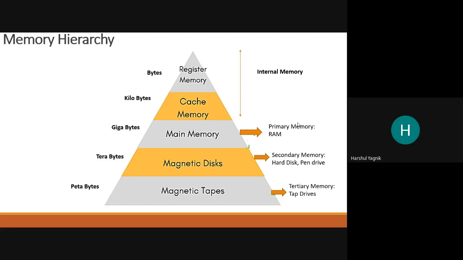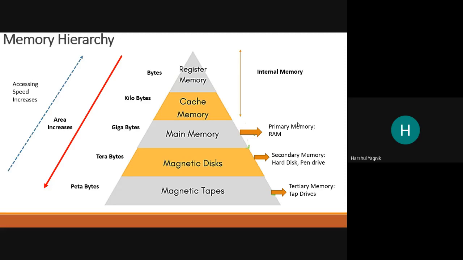If you see the size, registers are mostly, how many registers are there? They can store a few bytes. On the other hand, cache memory can store a few kilobytes or maximum megabyte. Main memory is capable of storing gigabytes range of data. Magnetic disk is capable of storing terabytes of data, and magnetic tapes can store petabytes of data. As the size of the memory increases, the area it takes on the chip also increases.